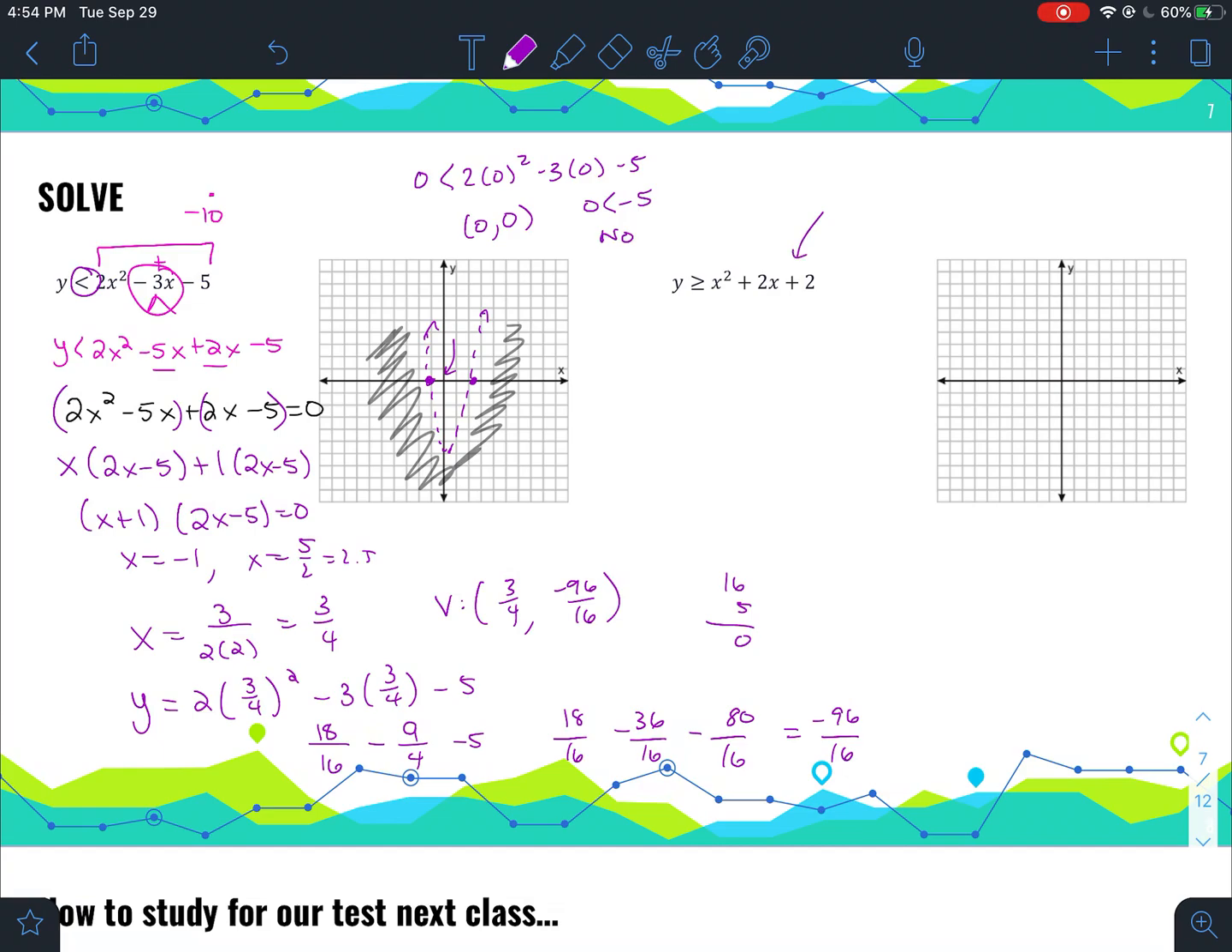If you can't find the x-intercepts of that, you could just find the vertex and sketch a picture of the parabola and then do a test point and just decide if you shade inside or outside and if the parabola is a dotted parabola or a solid parabola.